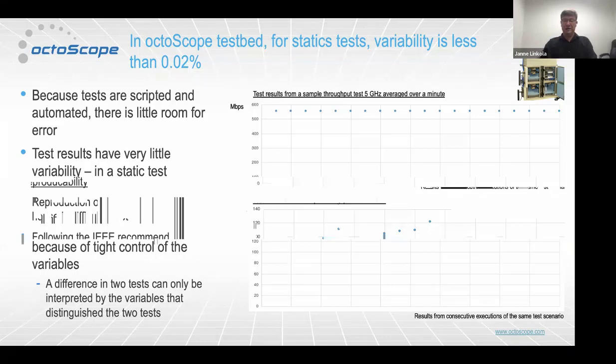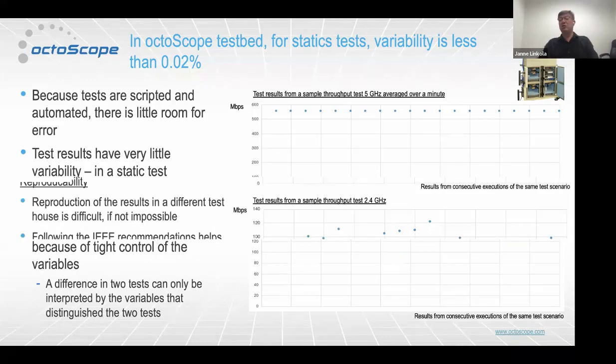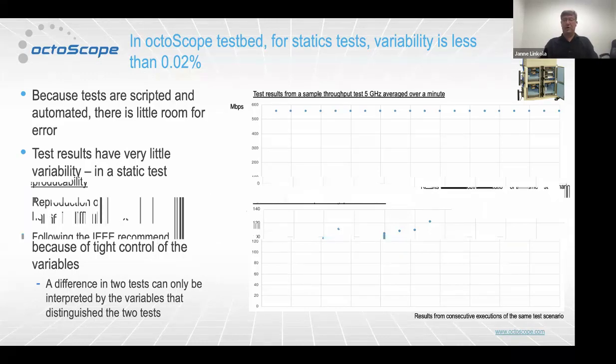In this particular data set, we run everything with nothing changing during the minute. We have the attenuators set up at certain levels. We run the test for a minute, take an average speed throughout the minute, and then redo that 20 times. And as you can see, you get an incredibly stable result. There's some variance, but it's fractions of a percent. It's 0.02% to be exact.